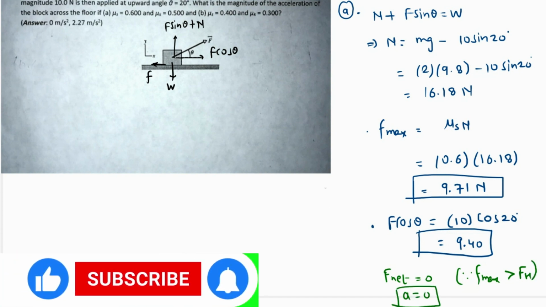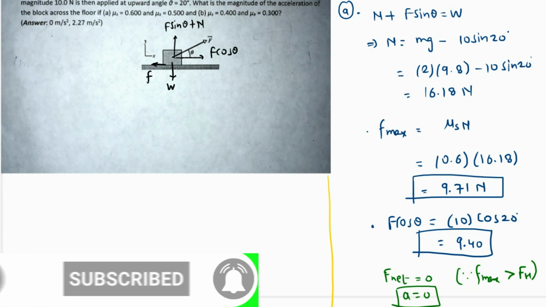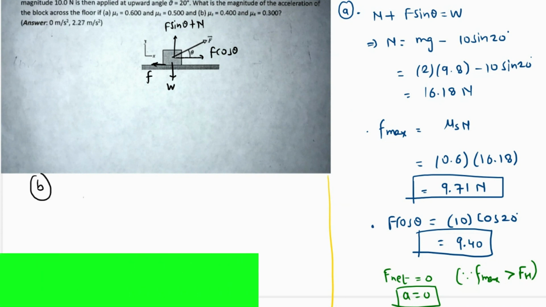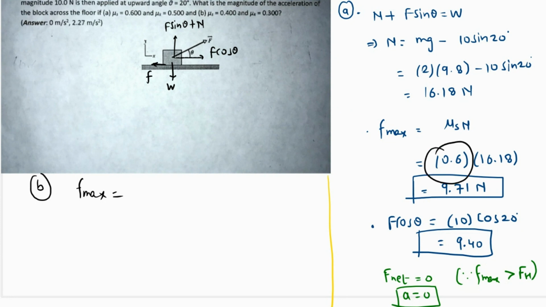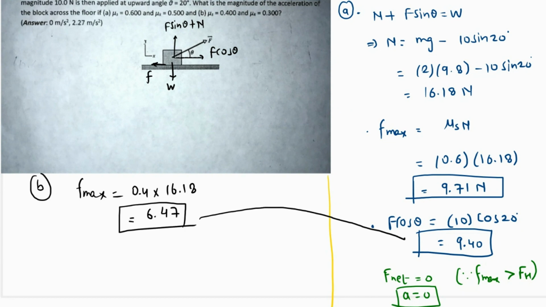But in the other case, when the coefficient of friction has been reduced, what will be the maximum friction which can act on it? So let's find that. We just replace this 0.6 with 0.4 in this case, right? So if we replace it with 0.4, that will be 0.4 times 16.18, which will come out as 6.47, and clearly 6.47 newton is less than the horizontal force, right?